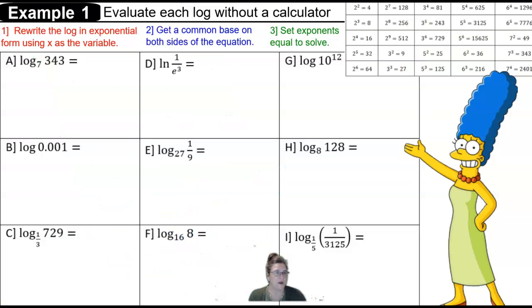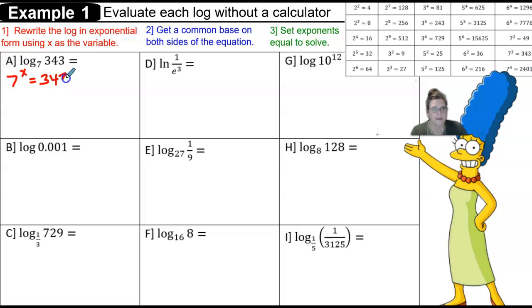Okay, so let's try some problems together in example 1. We're looking for the log base 7 of 343. Step 1 is to rewrite this log in exponential form using x as our variable. So we'll have 7 to the x power equal to 343. Then step 2 is to get a common base on both sides of the equation.